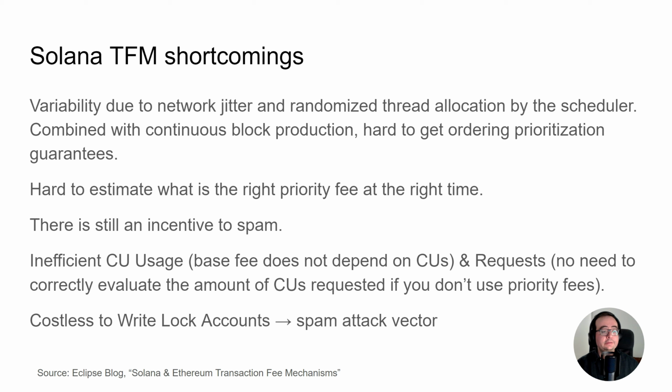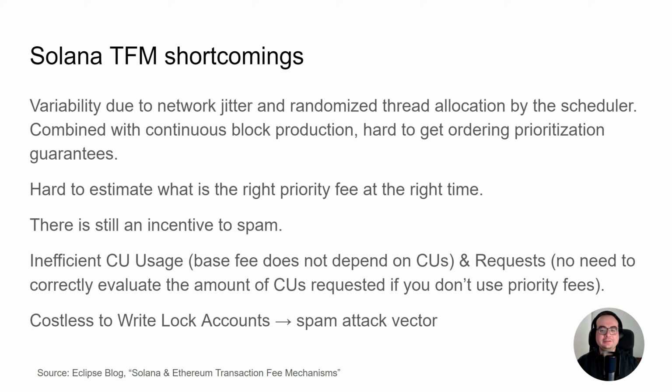Other issues or shortcomings, one is inefficient compute unit usage. And this is due to the fact that the base fees, as we've seen, don't depend on the compute units. So if you have one very complex transaction, but with only one signature, this will need a lot of compute units, so it will fill a big part of the block, but the cost in terms of base fee is exactly the same as a simple transfer of Solana tokens. And the other problem is the inefficient request of compute units, because there is no need to correctly evaluate the amount of compute units requested if you don't use priority fees.